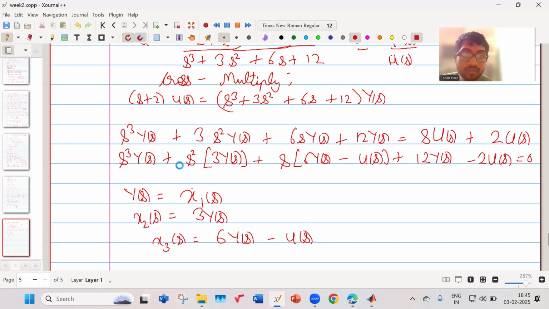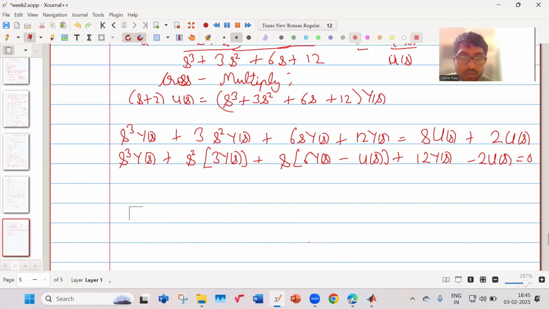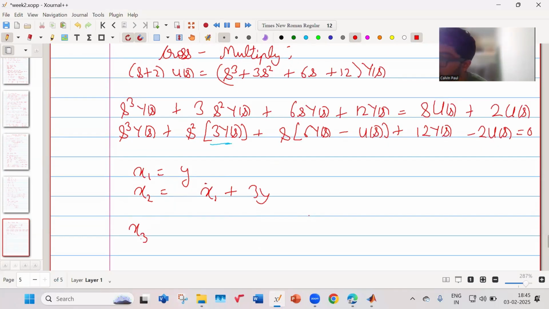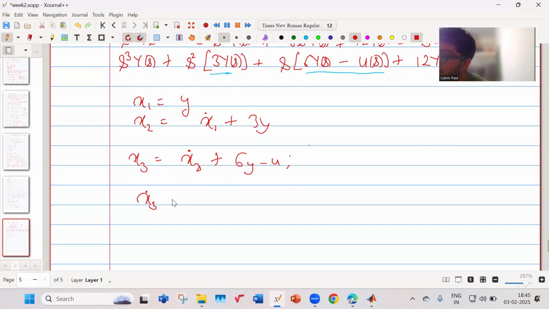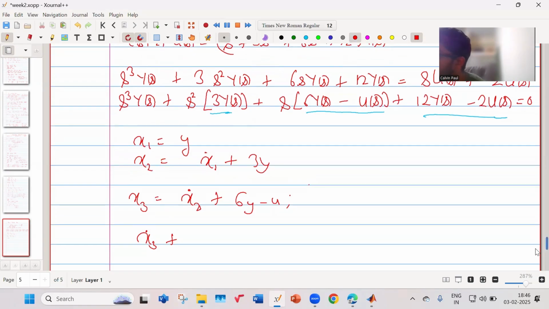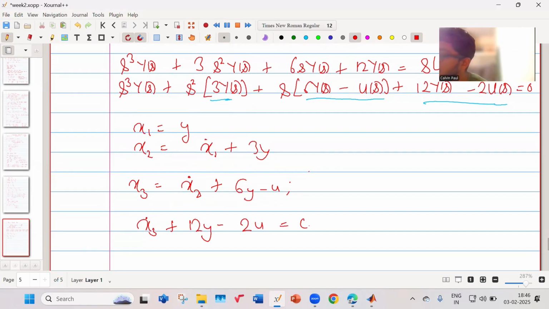What we actually do is consider x1 equal to y, x2 is equal to x1 dot plus 3y, then x3 is equal to x2 dot plus 6y minus u, and x3 dot plus 12y minus 2u is equal to 0. Okay, so this is how we represent it.